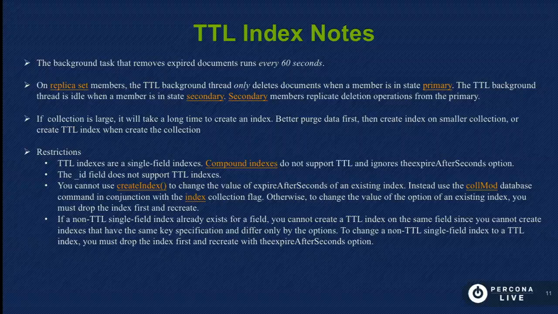Some notes on the TTL index. There is a background task that runs every 60 seconds. A compound index does not support TTL, and the default _id field does not support a TTL index. Although the _id field has a hidden timestamp, it does not support a TTL index. If you have already created a TTL index, it is hard to change. You had better either use collMod or drop the index and then recreate it. So these are some limitations.